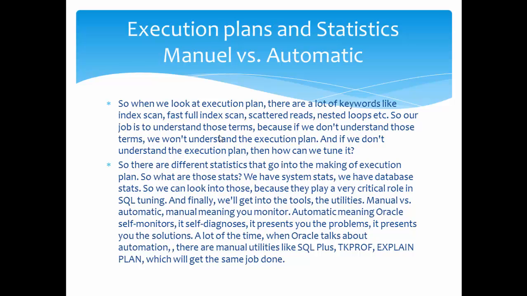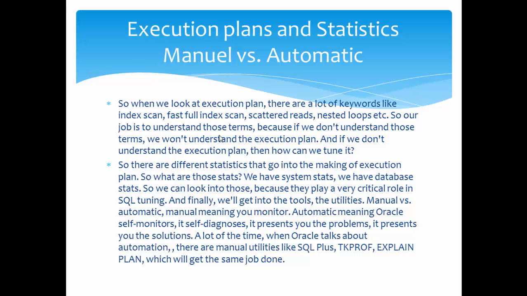When we look at the execution plan, there are a lot of keywords like index scan, fast full index scan, scattered reads, nested loops, etc. Our job is to understand those terms, because if we don't understand those terms, we won't understand the execution plan. And if we don't understand the execution plan, then how can we tune it?